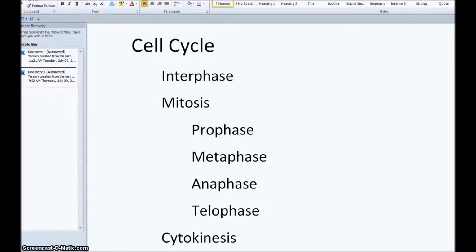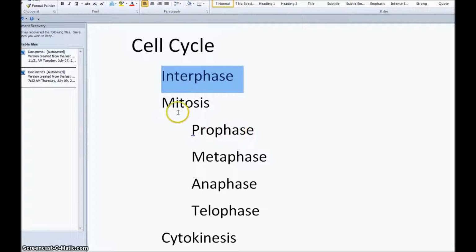Let's look at the cell cycle. During interphase, the cell grows, cellular organelles replicate, and the cell does its job, whatever that job is. The cell might be a beta cell in the pancreas that produces insulin. It might be a nerve cell in the brain that produces signals for communication. But that's what happens during interphase. Interphase is not mitosis.